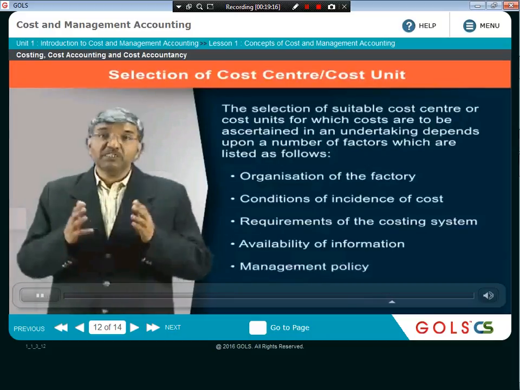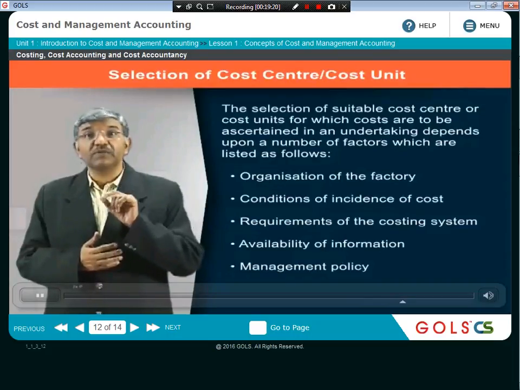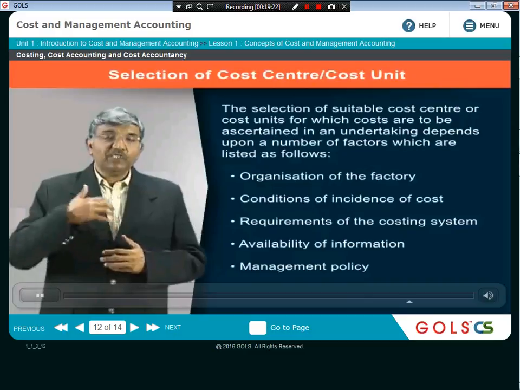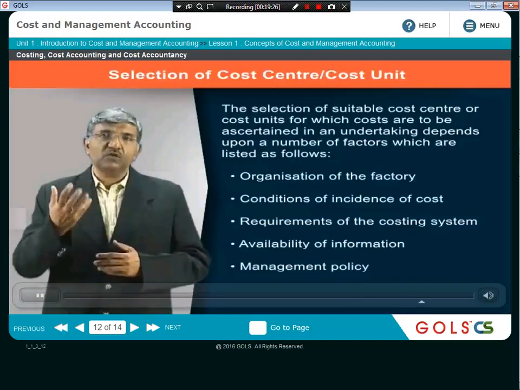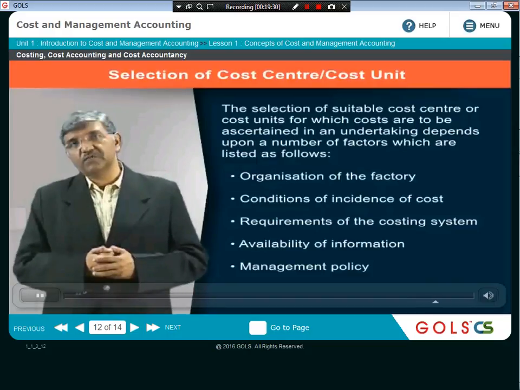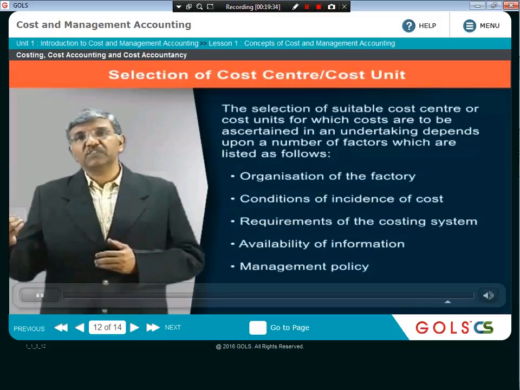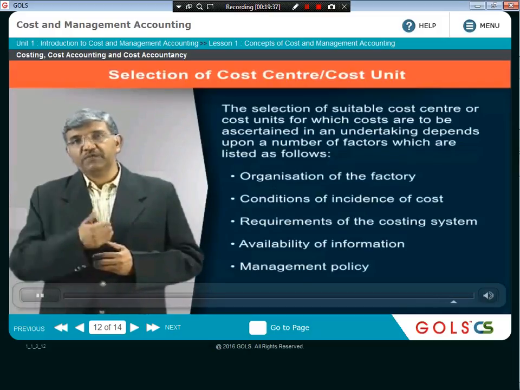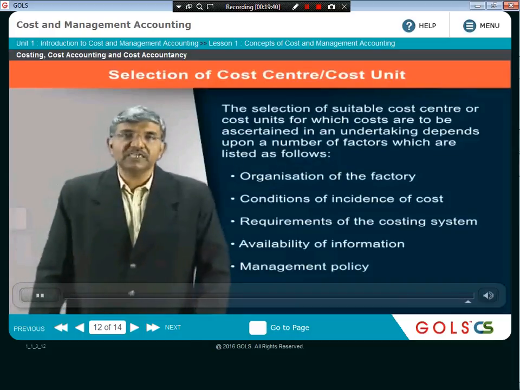Management policy regarding the particular choice among several alternatives. How management is taking or accepting the costing system, how effectively they are ready to accept the decisions of costing. On the basis of that, you can choose among different alternatives for the purpose of deciding the cost centers as well as the cost unit.